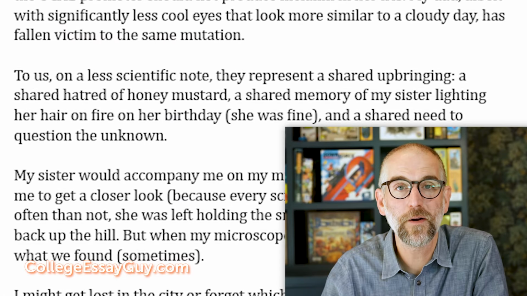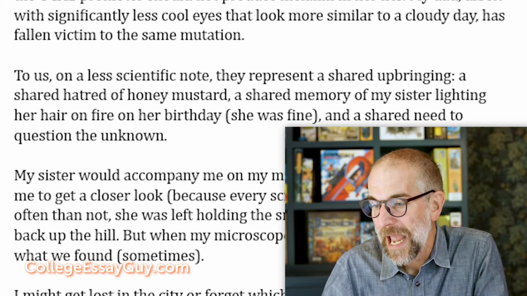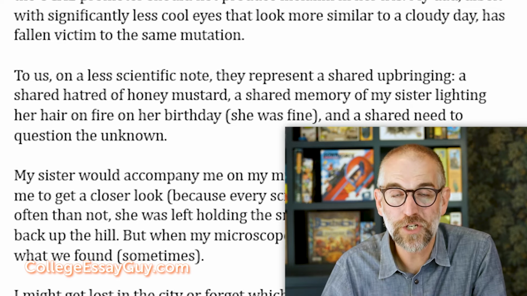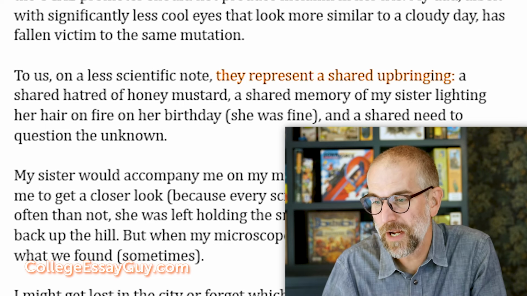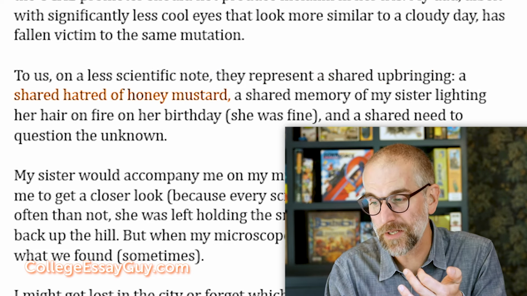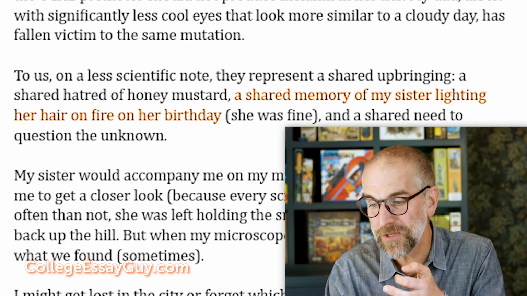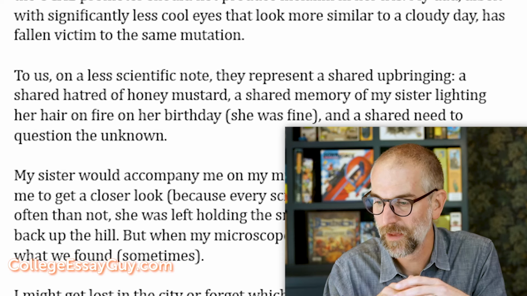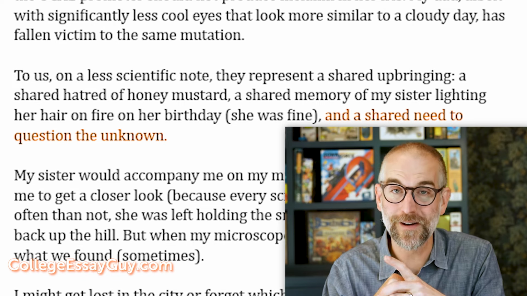Now, in the rest of this paragraph, she mentions her sister, and then at the end of this, she brings in a little humor, where she says basically their genes represent some shared traits, like a shared hatred of honey mustard, a shared memory of my sister lighting her hair on fire for her birthday, parentheses, she was fine, and a shared need to question the unknown.